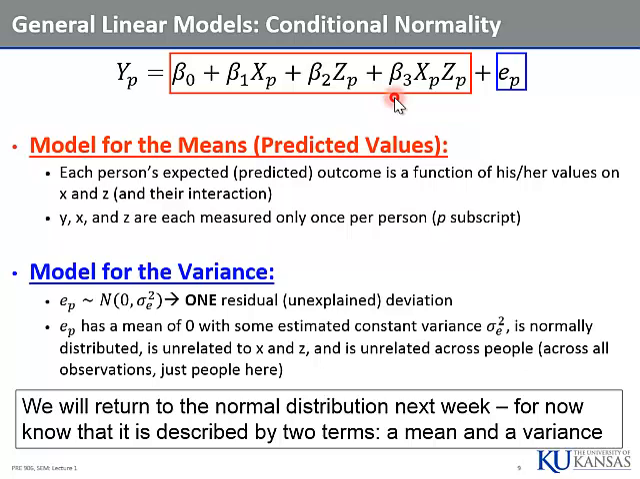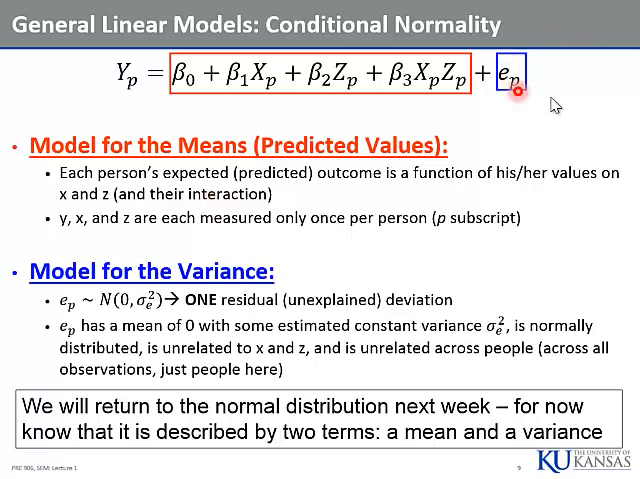So that part over there in red is what we sometimes call the model for the means. It really gives the mean of the conditional distribution of a person's data. Its predicted value is probably what you've heard before in your regression course. And so X, Y, and Z are only measured once per person. That's it. It's a univariate linear model here.